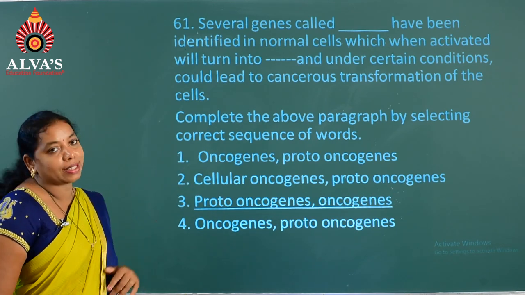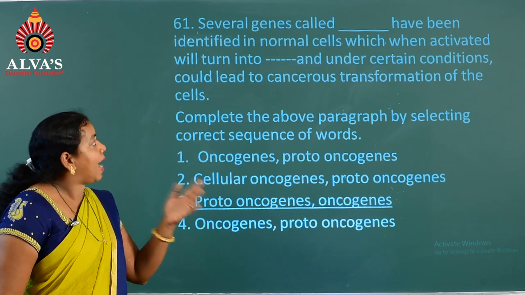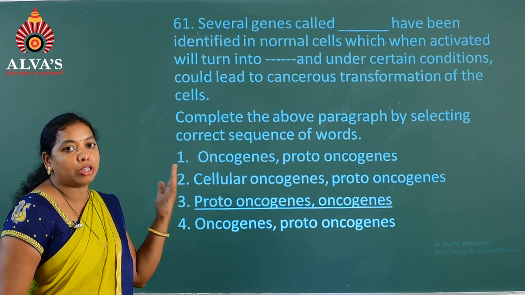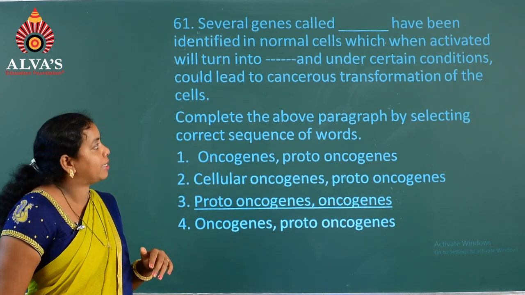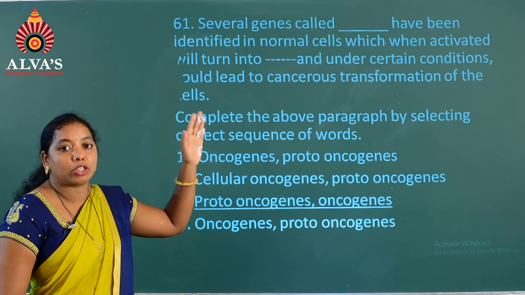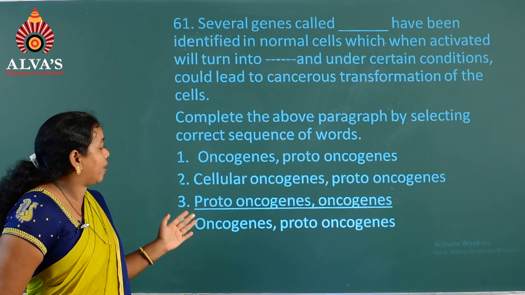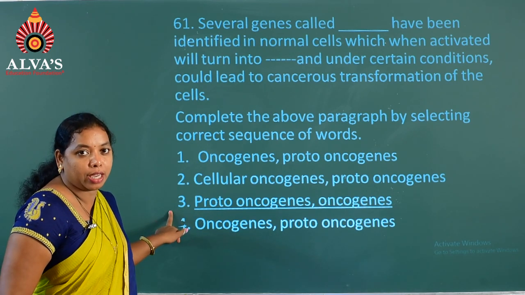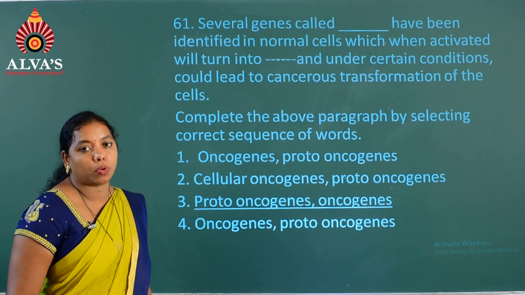Here the question is, several genes called dash have been identified in normal cells, that is proto-oncogenes themselves, and when activated they turn into cancerous genes, that is called oncogenes. So the right answer is option 3, that is proto-oncogenes and oncogenes.